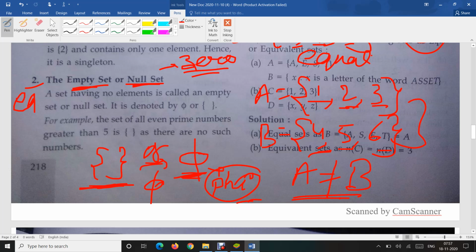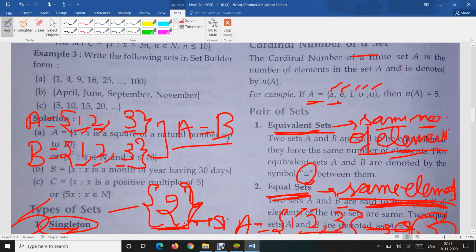Equal sets are always equivalent. See, here we have A equal to {1, 2, 3} and B also {1, 2, 3}. That means A is equal to B.